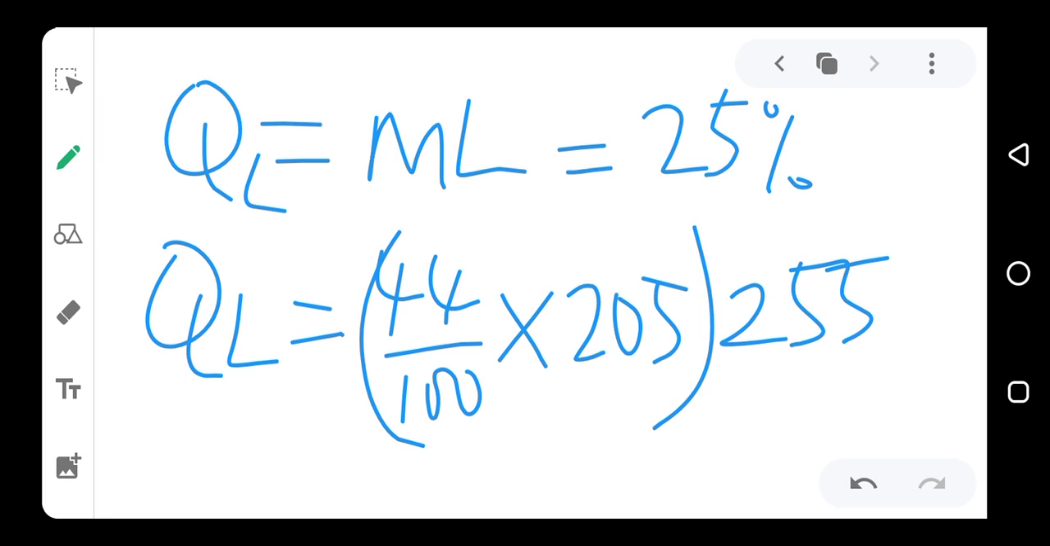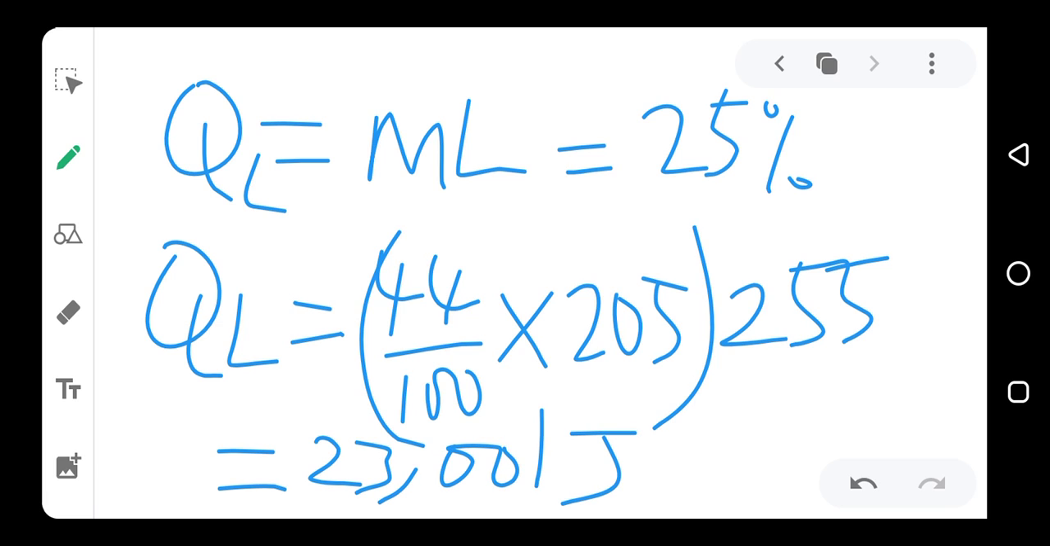So we solve this and get the quantity of heat used during the phase change, that is the 25%. Now that is equal to, if you solve this, we get 23,001 joules. That is QL.